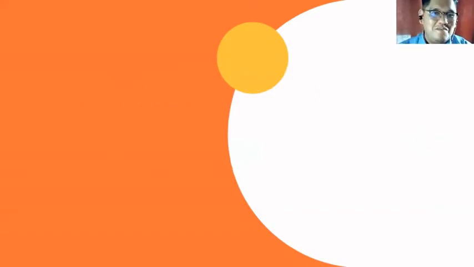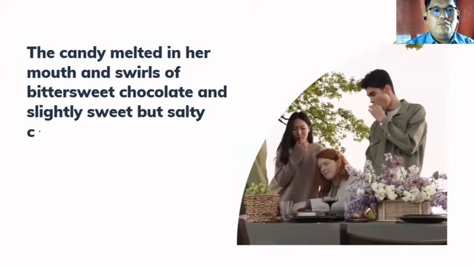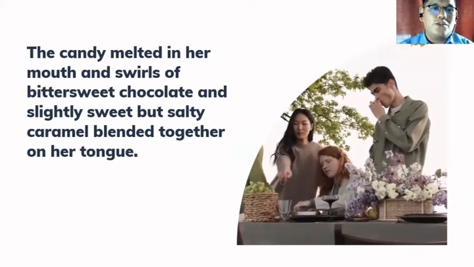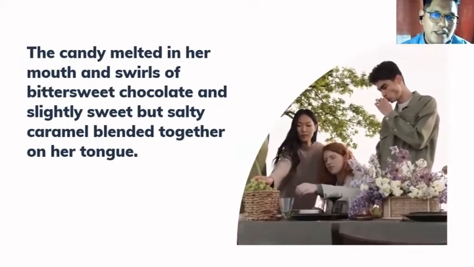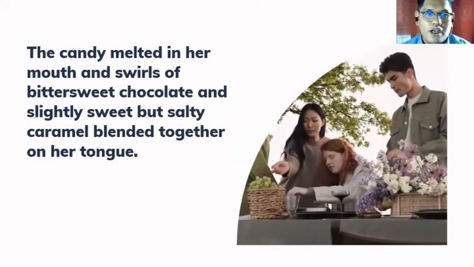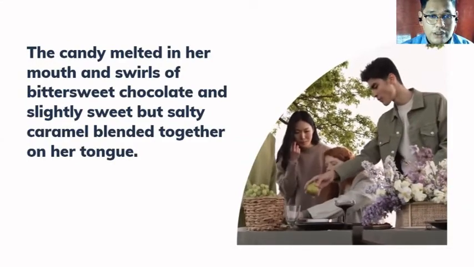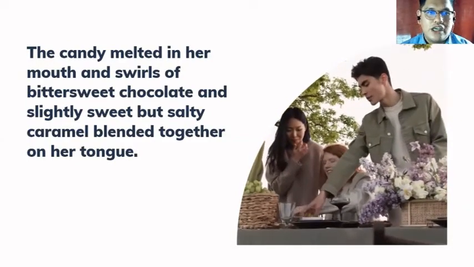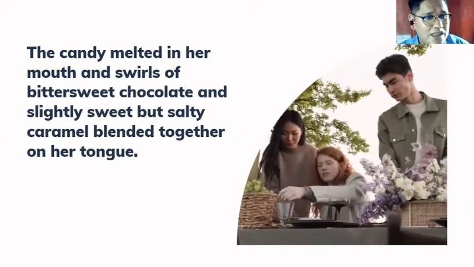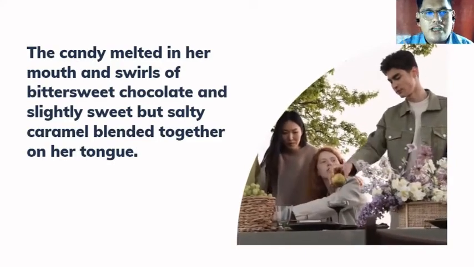Okay? Next. So example, the candy melted in her mouth and swirls of the bittersweet chocolate and slightly sweet but salty caramel blended together on her tongue. So of course, the gustatory dyan is the bittersweet chocolate and slightly sweet but salty caramel.